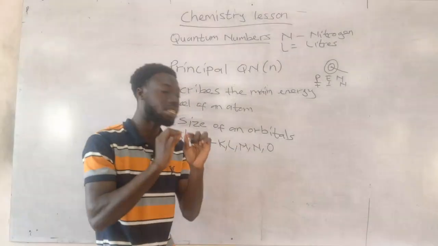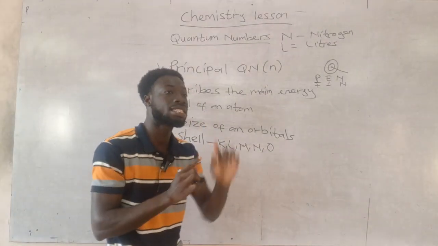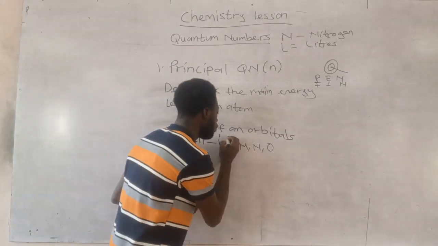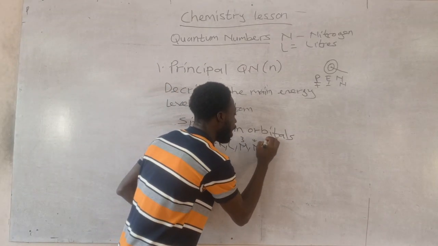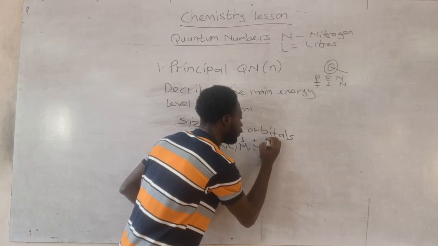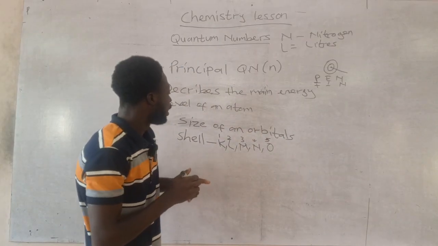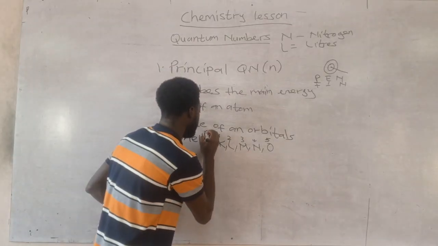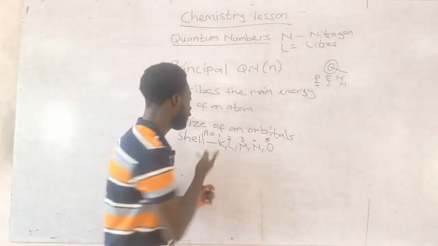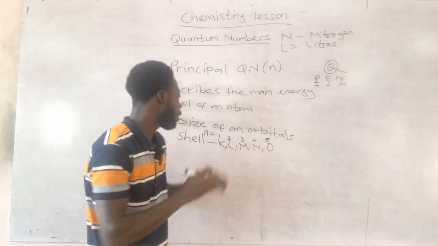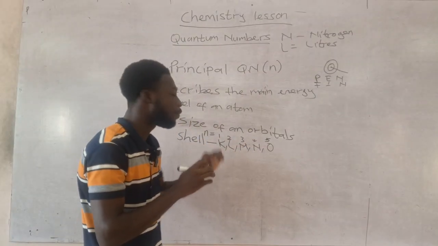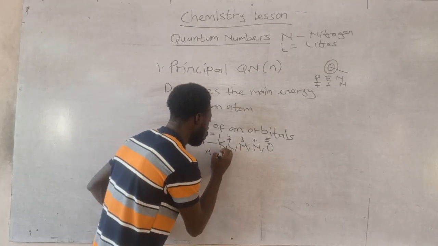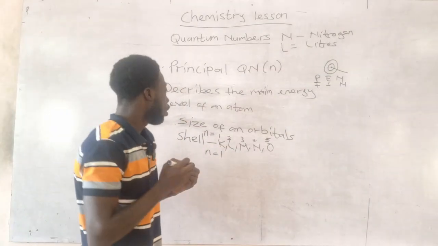So when you are counting, the value for the K shell is 1, right? Now the value for the L shell is 2, and in that order, 3, 4, and 5. The principal quantum number that gives us these values is n. So the principal quantum number for the K shell is 1, so its n is equal to 1.